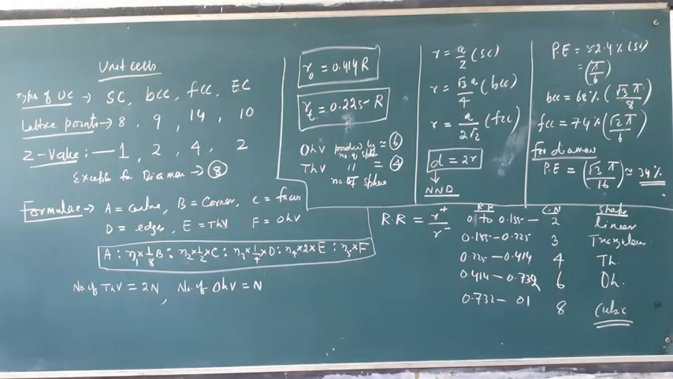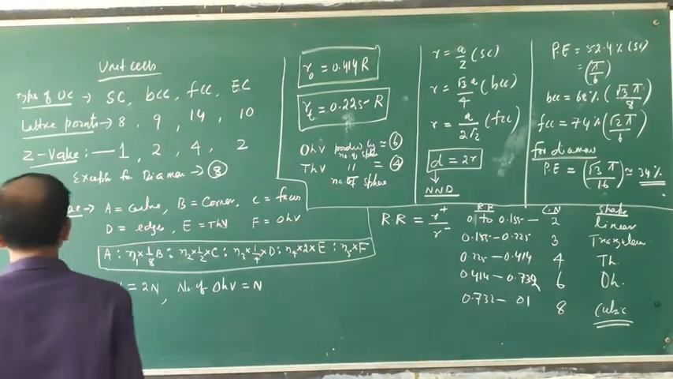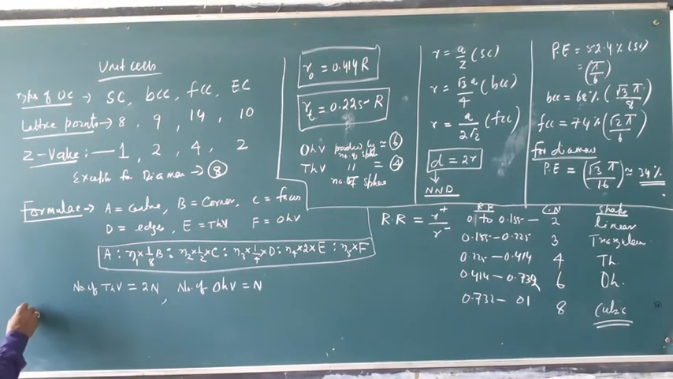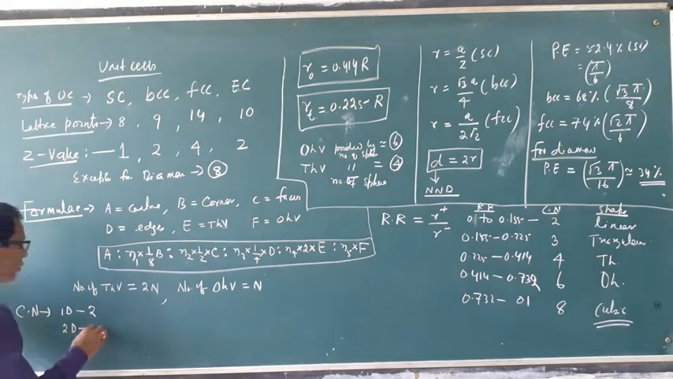Coordination number in close packing. Coordination number for one dimensional, 1D, is always 2. For one dimensional, coordination number is 2. For two dimensional, coordination number will be 4 or 6. 4 depends upon the arrangement.